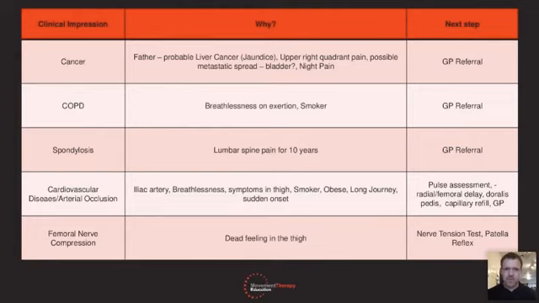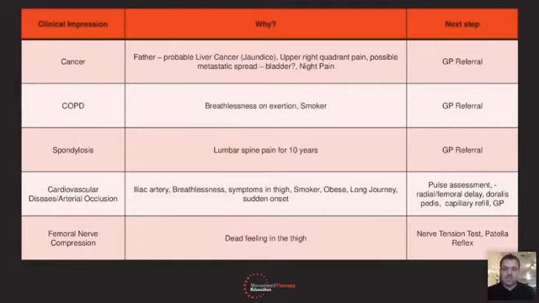Possible problem with her lungs, so COPD, a chronic obstructive pulmonary disease, breathlessness on exertion, and she's a smoker. So that's a GP referral as well. Spondylosis, she's got lumbar spine pain. Basically, spondylosis is general aging of the spine, and she's 65, so you would expect that.